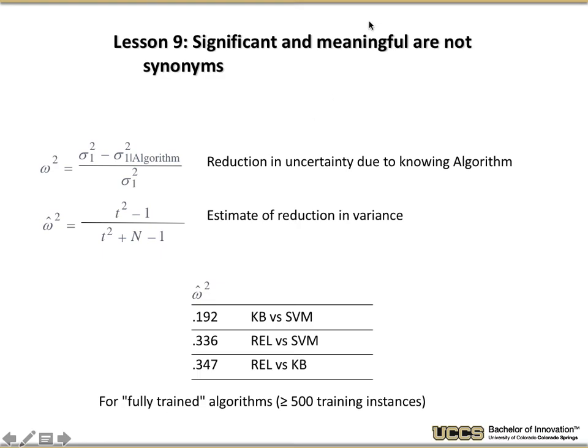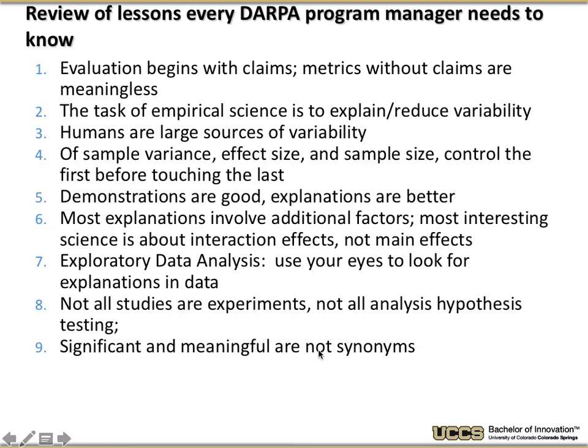Another thing is that significant and meaningful aren't synonyms. We already talked a little bit about that. I can look at the analysis of variance and get an idea of how much of the variance was explained by the different algorithms. I'm not going to go into how to do that, but it's another way of looking at what significant variations are going on.